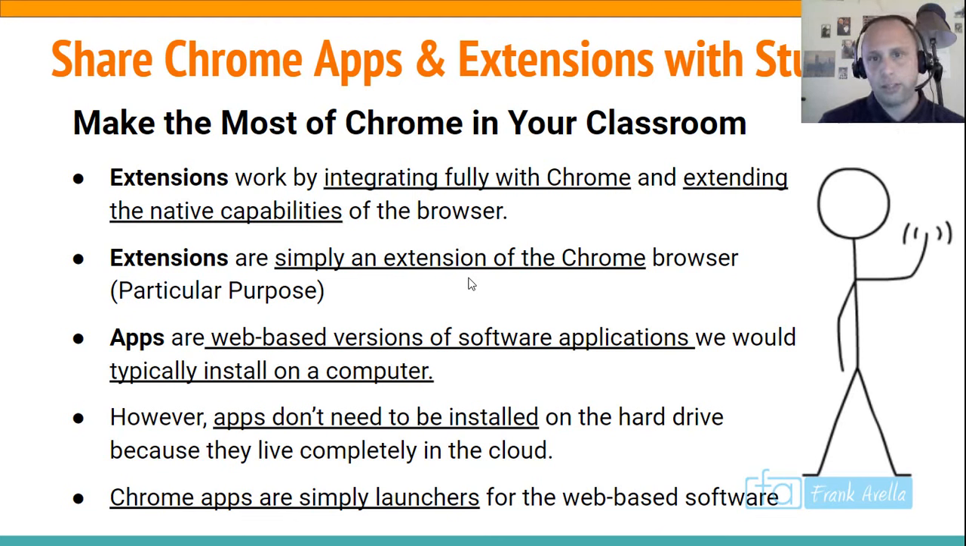Extensions work by integrating fully with Chrome. Like I said, extensions are with the Chrome thing. You can find it up here. And they extend the capabilities of Chrome, so they just make Chrome better, really. Extensions are simply an extension of the Chrome browser. Apps are like web-based versions of software applications that typically install on a computer. But instead, it's web-based, so it's not being installed. Apps don't need to be installed on the hardware because they live in the cloud. Chrome apps are simply launchers for web-based software. So they're just launchers.